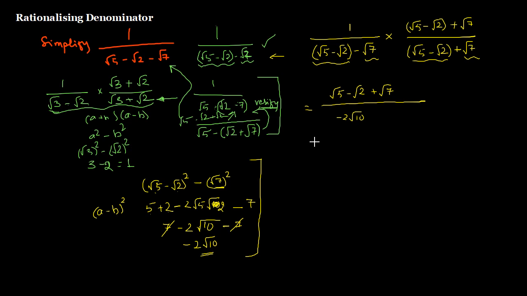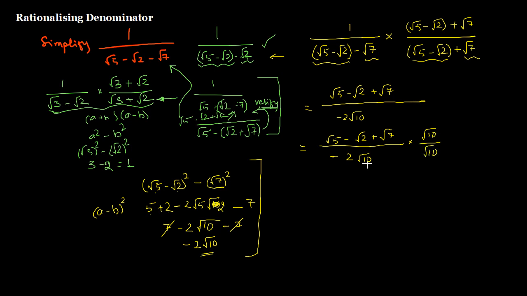So now, did I actually rationalize the denominator? No, I'm still left with root 10. So you have an option: rationalize the denominator again. Root 5 minus root 2 plus root 7 divided by minus 2, root 10. I'll keep the minus as is, 2 I will not touch, root 10 is the one I'm worried about, so I'll multiply it by root 10 and divide by root 10.